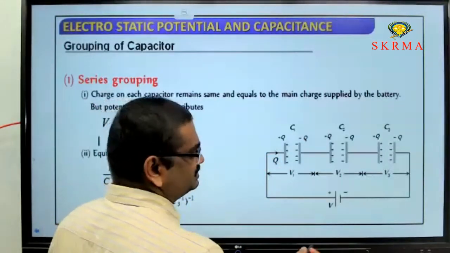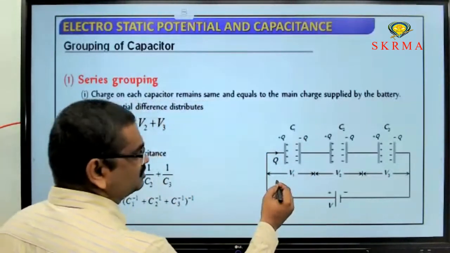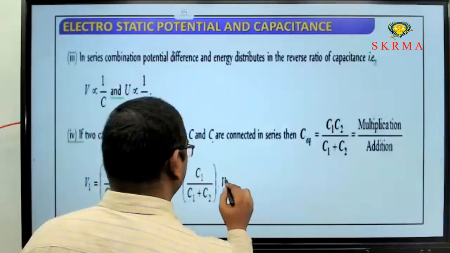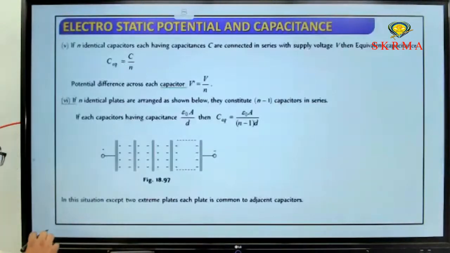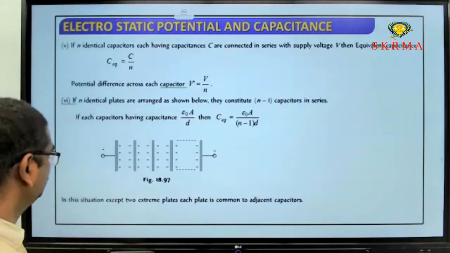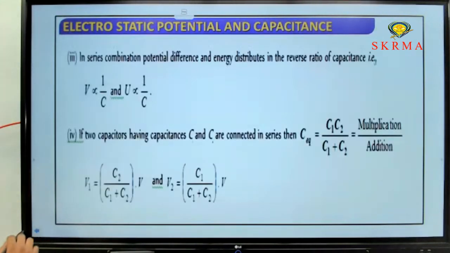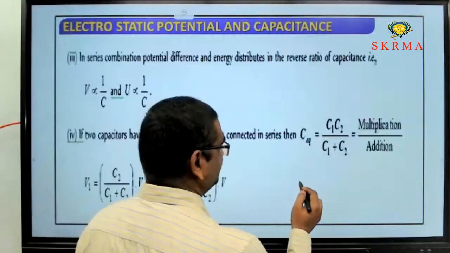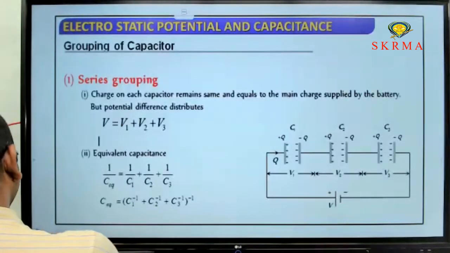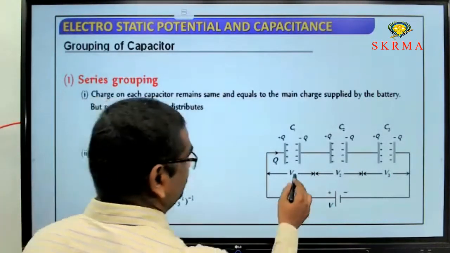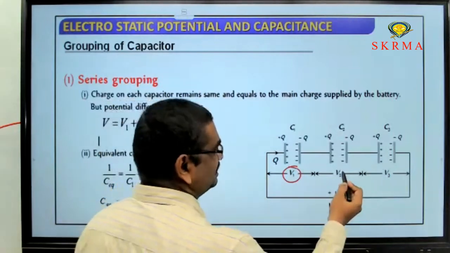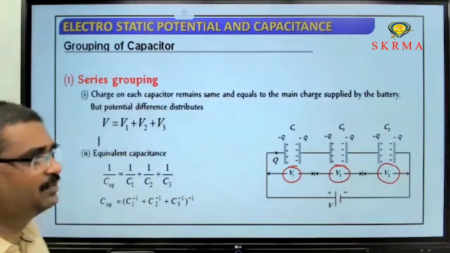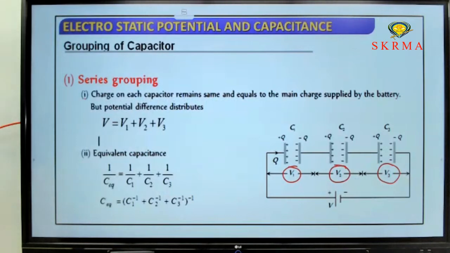Now, this potential is going to divide. The potential across the first capacitor is V1, across the second capacitor is V2, and across the third capacitor is V3.